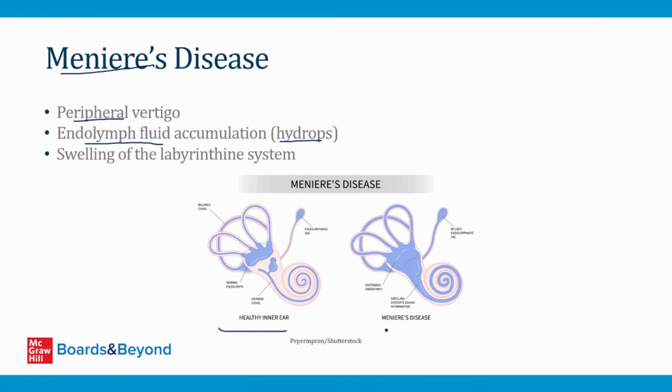But in Meniere's disease, there's excessive fluid accumulation. That's called endolymph fluid accumulation, or hydrops of the inner ear. And that's going to lead to problems with the vestibular system and also problems in the cochlea with hearing. Basically, it's swelling of the entire labyrinthine system, meaning the system of the inner ear.